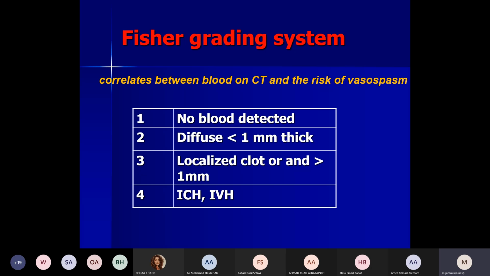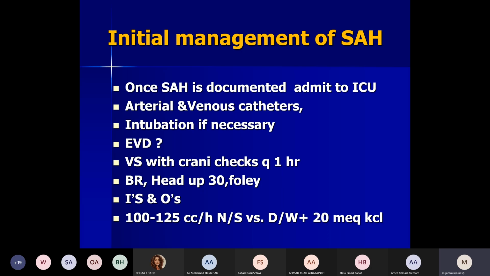Initial management. So if you have a patient with subarachnoid hemorrhage, how will you manage? So you need to admit to ICU, you secure your lines, intubation if the patient Glasgow Coma Scale is 8 and below, insert external drain if the patient has IVH, control the vital signs, head up, a catheter to take output, and you give IV fluid.